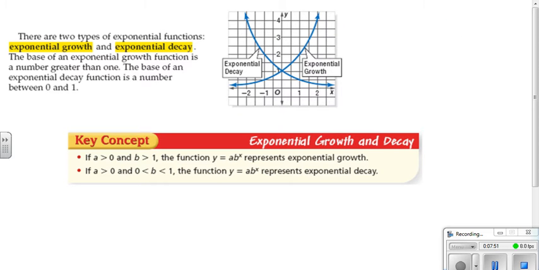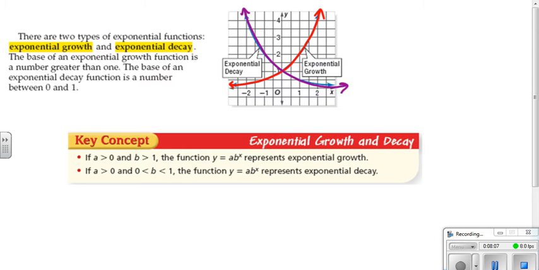So there are two types of exponential functions. One is exponential growth. It looks like this. Over time, you can tell it is getting bigger. It is growing. Then exponential decay, as you can tell, over time it's getting smaller.